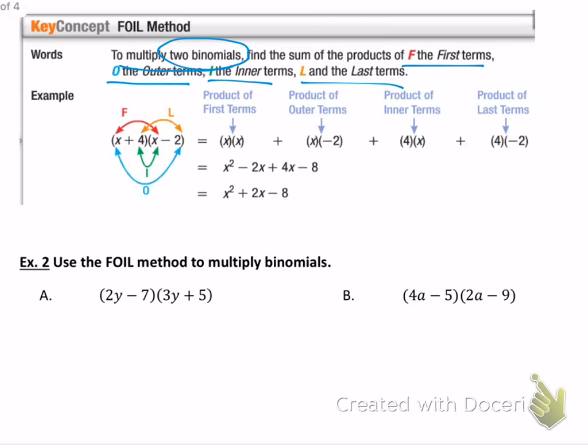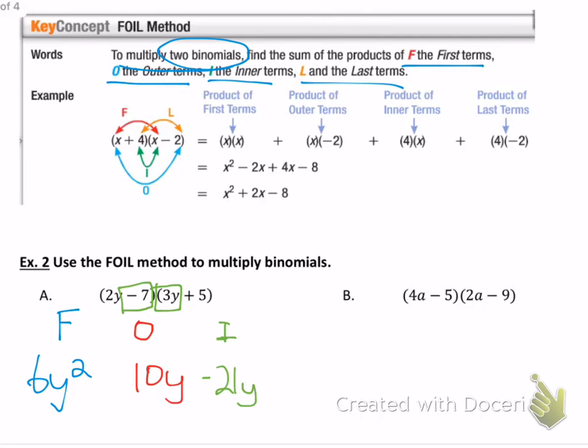Now what that means, and I'm just going to jump down to example 2 here. I'm going to multiply my first terms together, and that's just 2y times 3y to get 6y squared. And then I'm going to multiply my outer. My outer terms are 2y times 5, and so that becomes a 10y. And then I'm going to multiply my inner. And the inside two terms are -7 times 3y, and so that gives me a -21y.